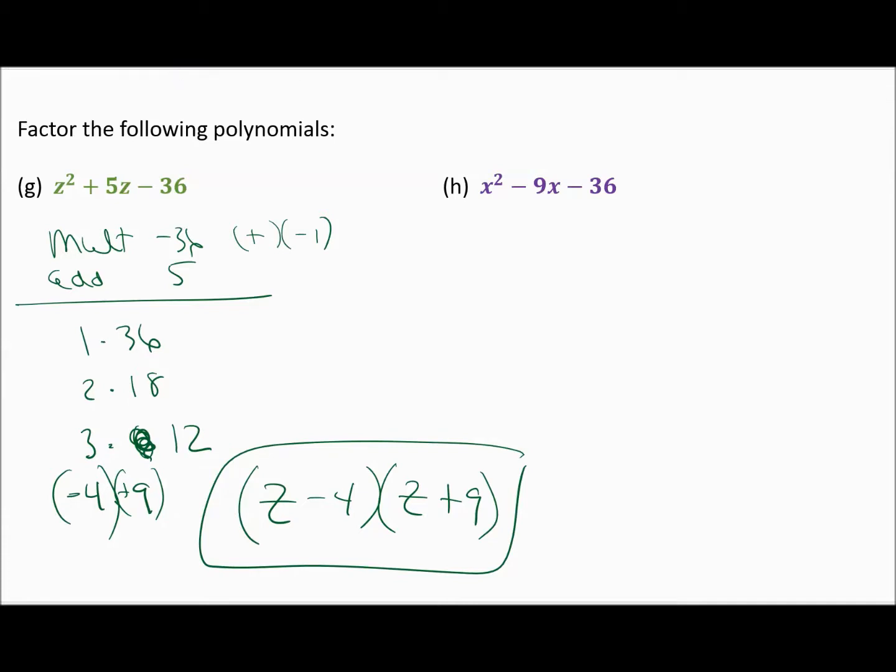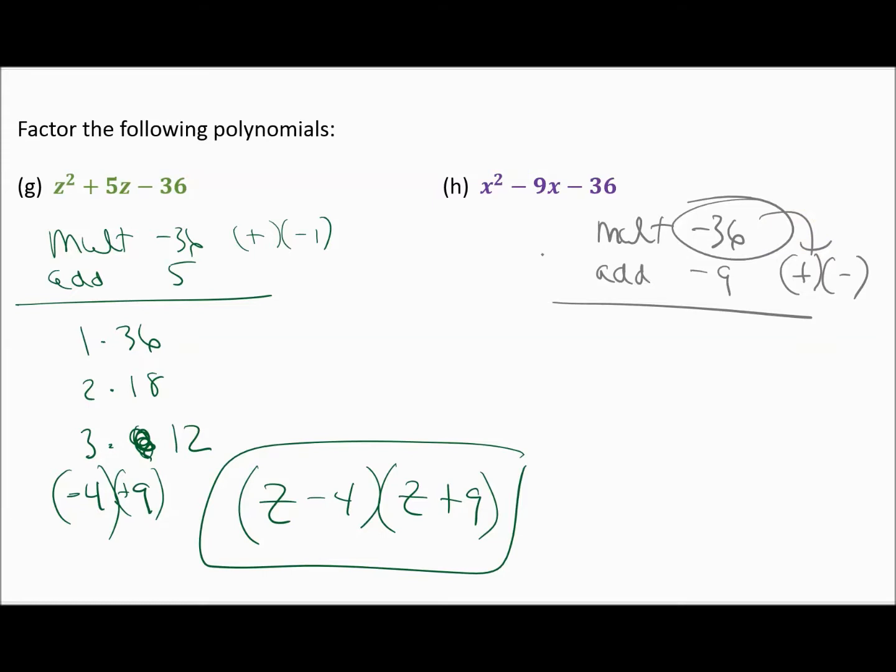Let's look at the next one. This time we're multiplying to be negative 36, just like the last problem. But this time we're going to add to be negative 9. Now listen, we've already made a big list, right? And still one's got to be positive and one's got to be negative. That's the only way you're going to make this true.